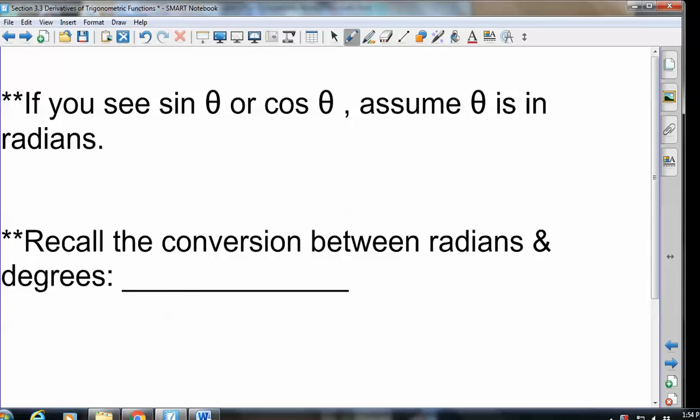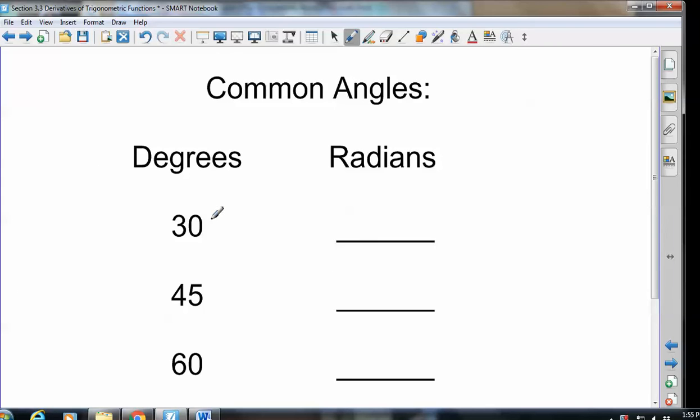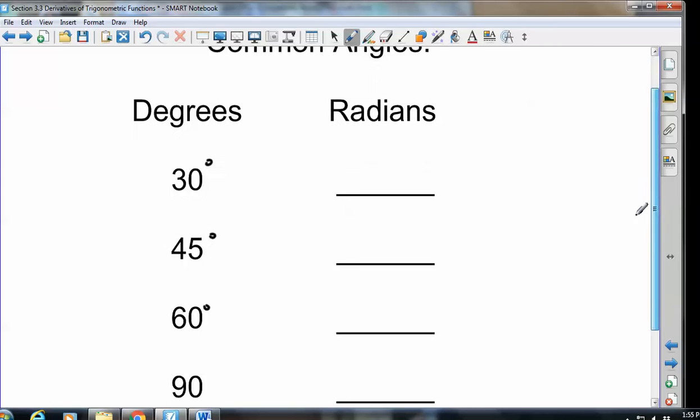Do you remember how to convert between degrees and radians? Pi over 180. We know that pi radians is equal to 180 degrees. So if you had degrees, you would multiply by pi over 180. If you had radians and you wanted degrees, then you'd multiply by 180 over pi. Okay, so just a quick check. Our common degree measurements. 30 degrees is what in radian form?